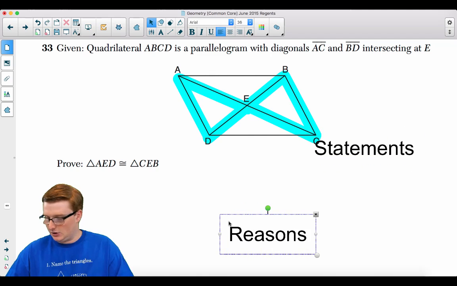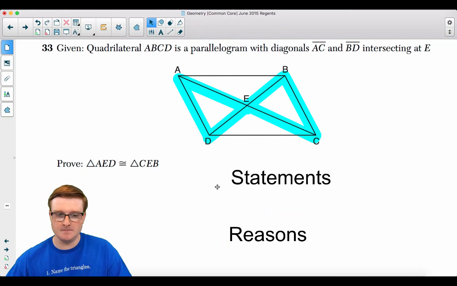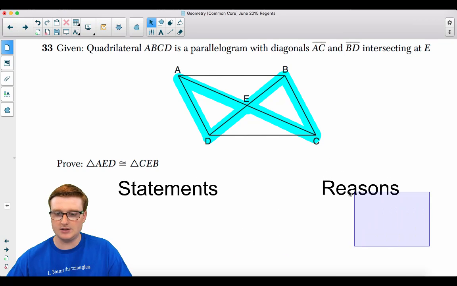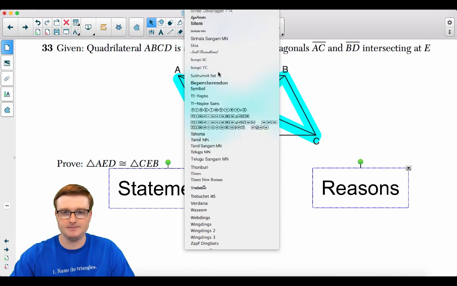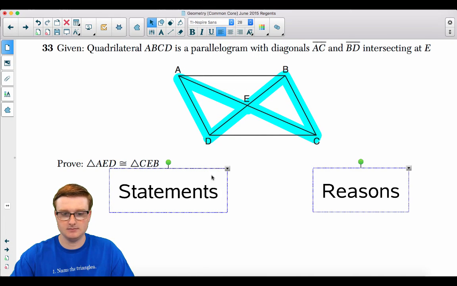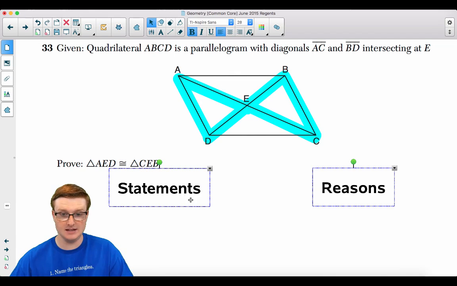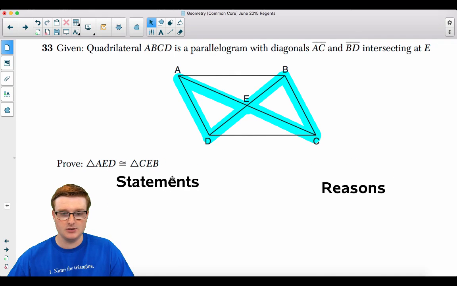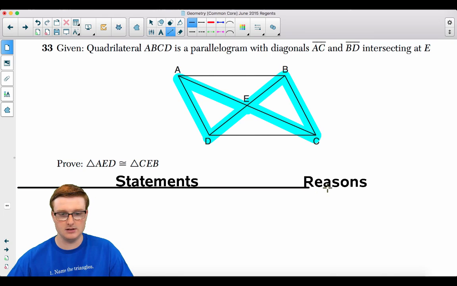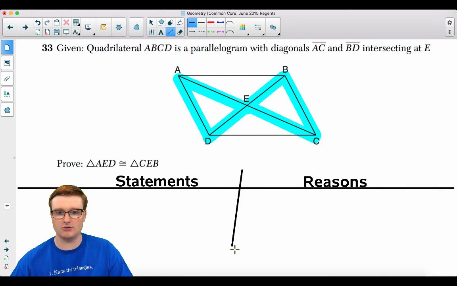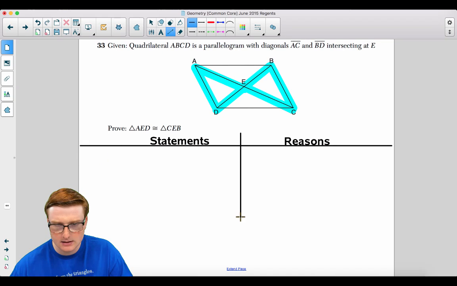All right. So make sure that you set up a statement-reason column because we need it to answer this question correctly. Let me shrink this a little bit. Nice. And that's bolded. So we have our statements. We have our reasons. Let me create a little T-chart here. And we're ready to rock and roll.